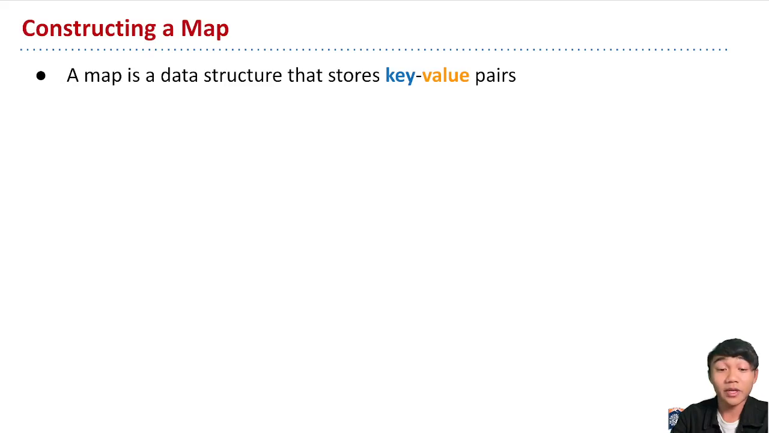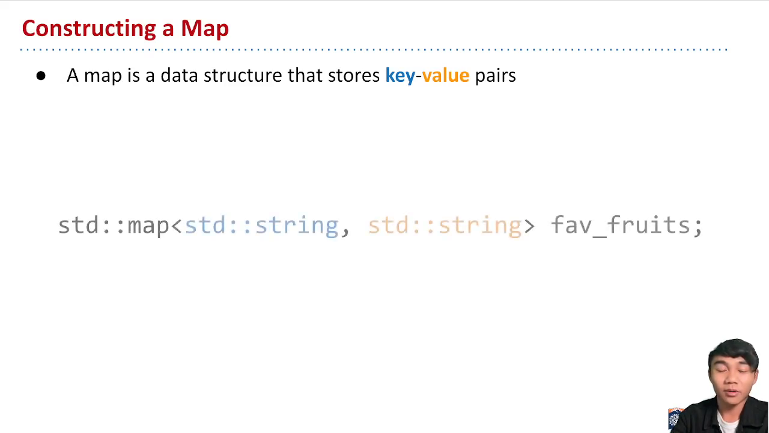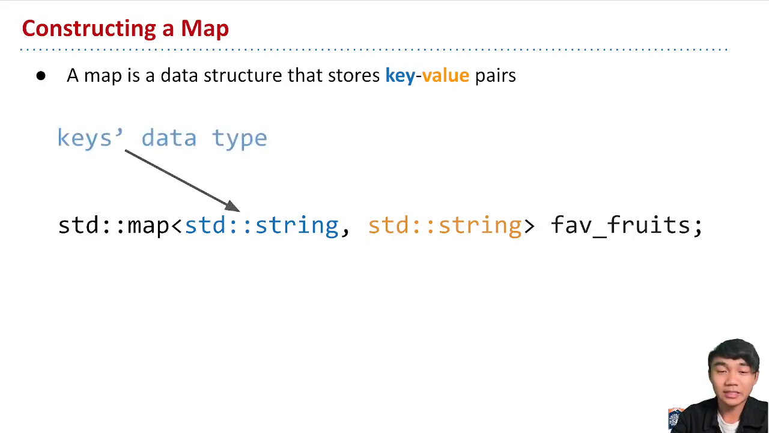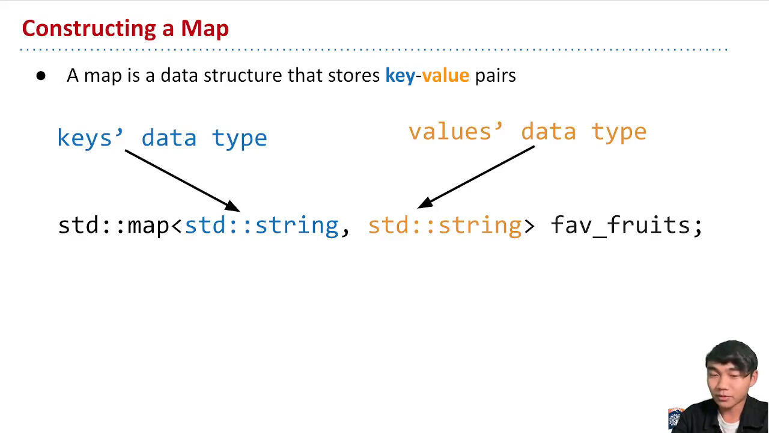So that means that when we construct a map, we need to decide what the data types are for both the key and the value. So in this line of code, we are constructing a map whose keys are strings, like a person's name, and the values are also strings, the favorite fruit of that person. So in this line, we're creating a map called fav fruits, and we're going to have the key be the person's name, and it's going to map to the value, which is going to be that person's favorite fruit.